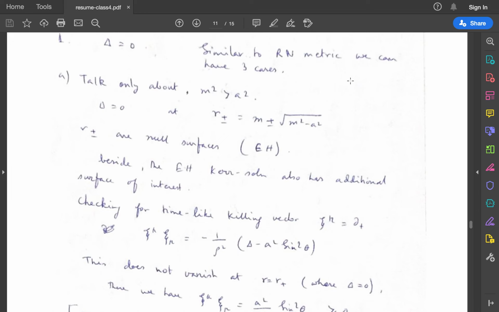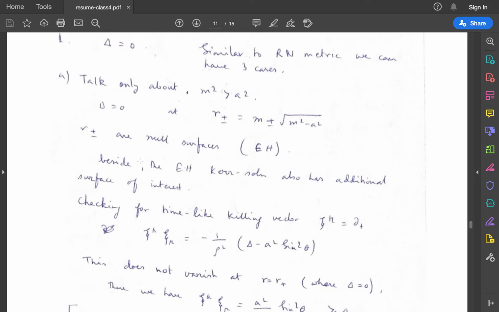The condition m square equal to a square is the extremal case of m square greater than a square, so we can get everything if I consider the m square greater than a square case. For this case, delta should be equal to 0 at two radii or surfaces, r plus minus, which is again given by the known result, except that instead of q square we have a square here. So r plus minus equals m plus minus root of m square minus a square. Again, r plus minus are null surfaces, so remember, they are the event horizons.